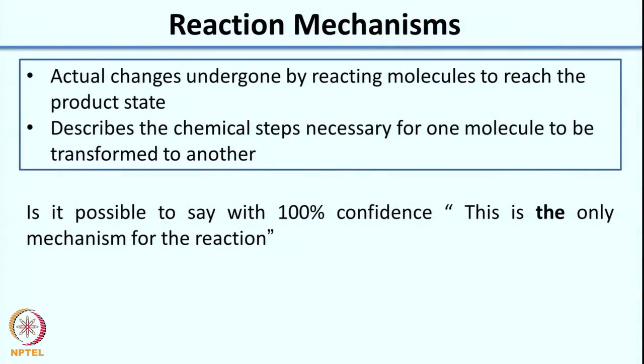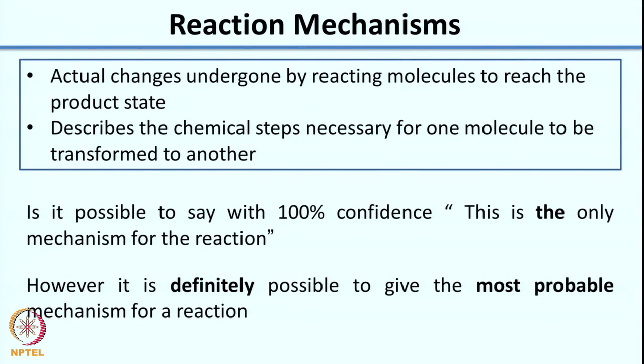Now, having said this, I want you to think about one more question. Now that I know a reaction, is it possible for me to say with 100% confidence that this is the only mechanism for that reaction? Think about it for like 30 seconds. What you would see is, one can propose what you would call a most probable mechanism, but it is not definitely possible to say with 100% confidence that this is the only mechanism for the reaction.